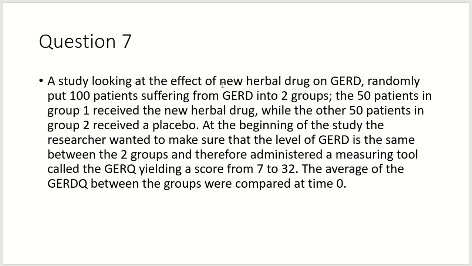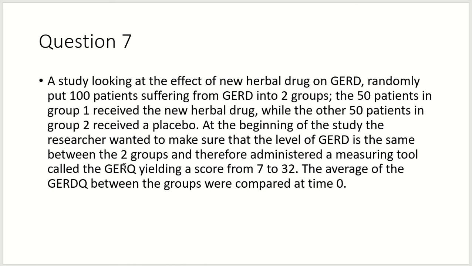A study looking at the effect of a new herbal drug on GERD, which is an acid reflux disease, randomly put 100 patients suffering from GERD into 2 groups. The 50 patients in group 1 received the new herbal drug, while the other 50 patients in group 2 received the placebo. At the beginning of the study, the researcher wanted to be sure that the level of GERD is the same between the 2 groups, and therefore they administered a measuring tool called the GERD Q.